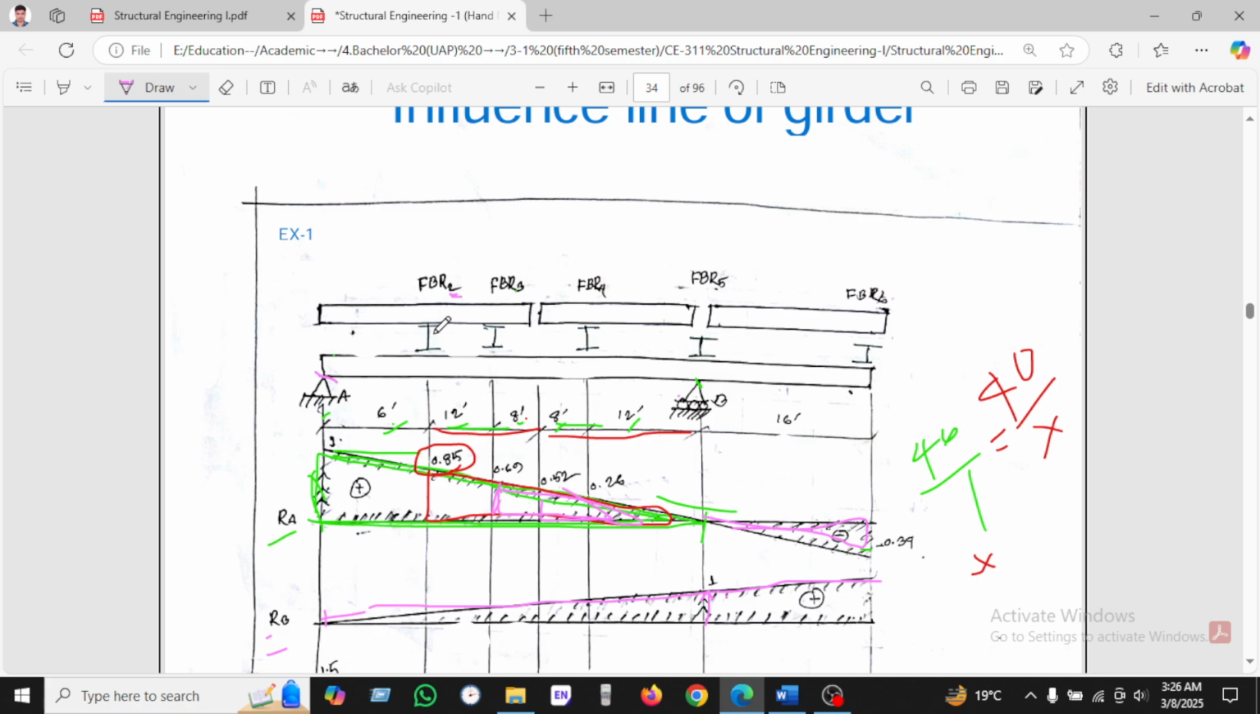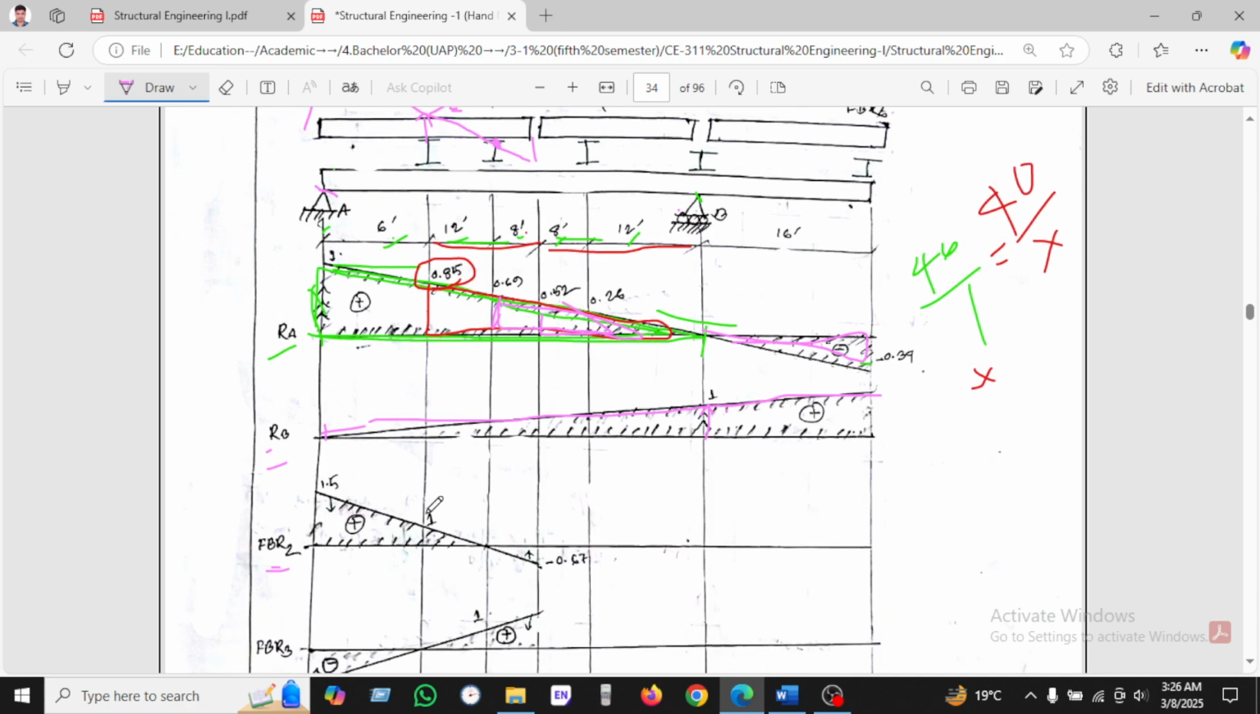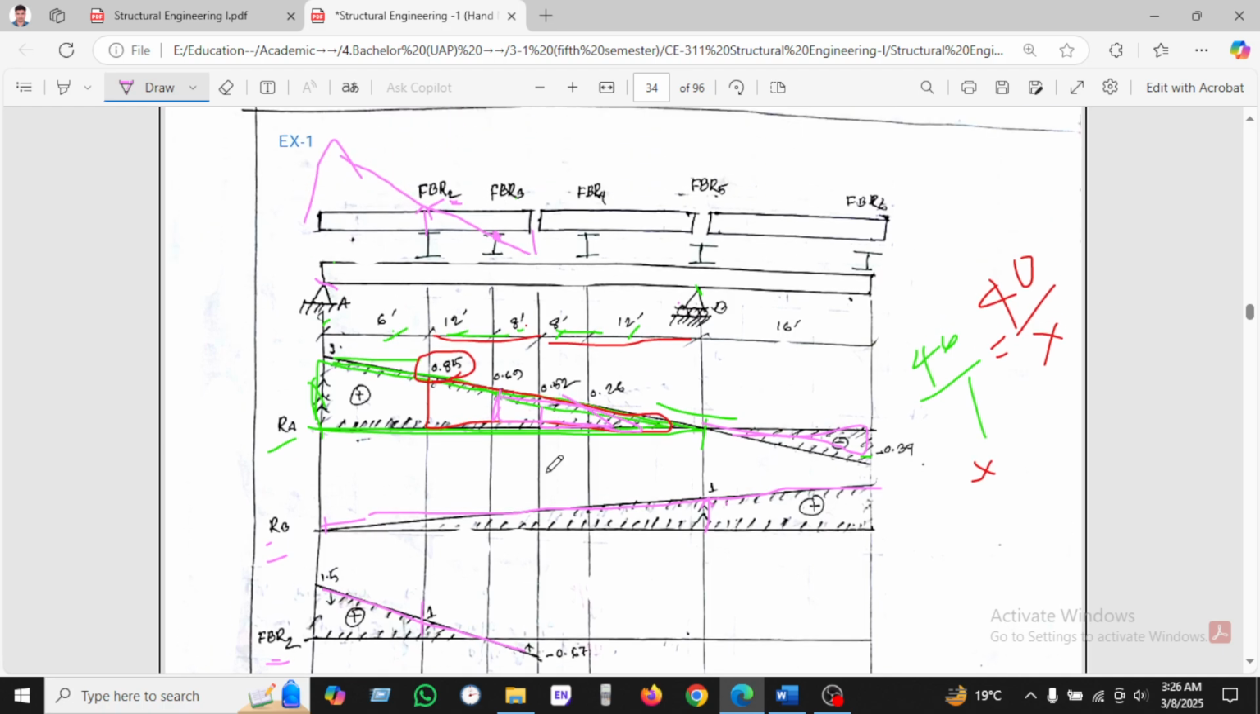How will we calculate it? If it is providing 1 unit, this is the support, you can say. So support will be 0 as we know. So the line will be like this for floor beam 1. Okay, so we can see this is floor beam 1. The influence lines will be like this.